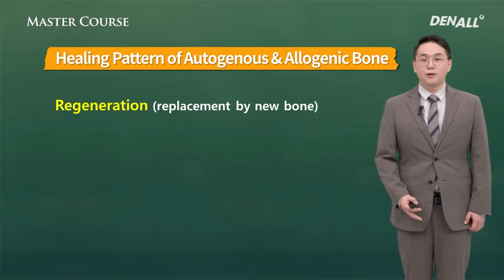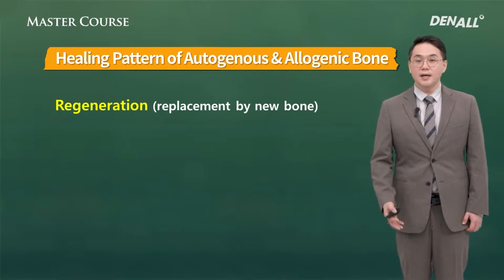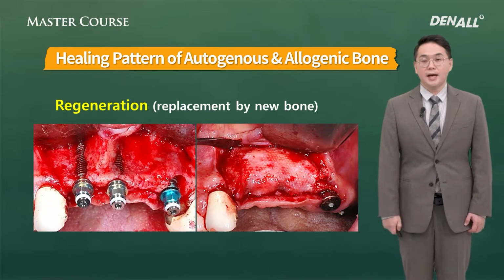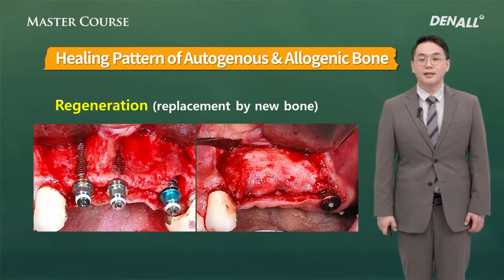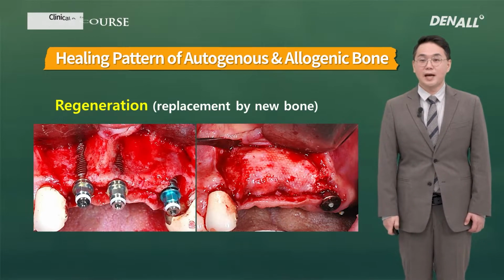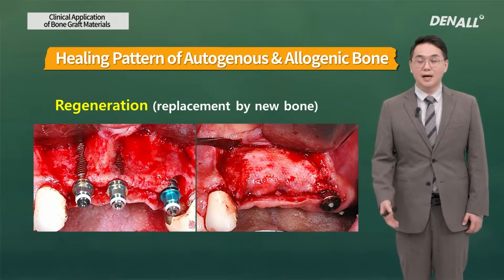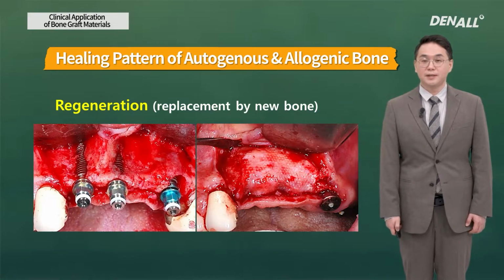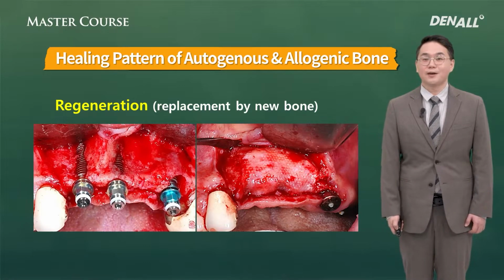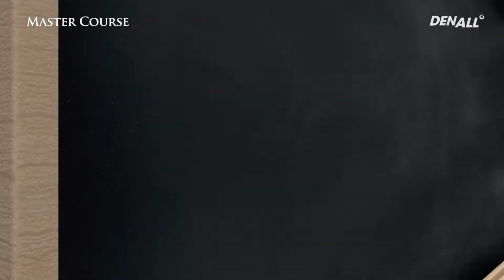Anyway, autogenous bone or allograft, the human bones, can be used, and the healing pattern is like this. In the anterior region, cortical type allograft is used for the GBR. After 5 to 6 months, in the secondary surgery, you can see it is healed. It is completely replaced by the autogenous bone of the patient, and the regeneration has occurred. So please keep in mind this healing pattern.